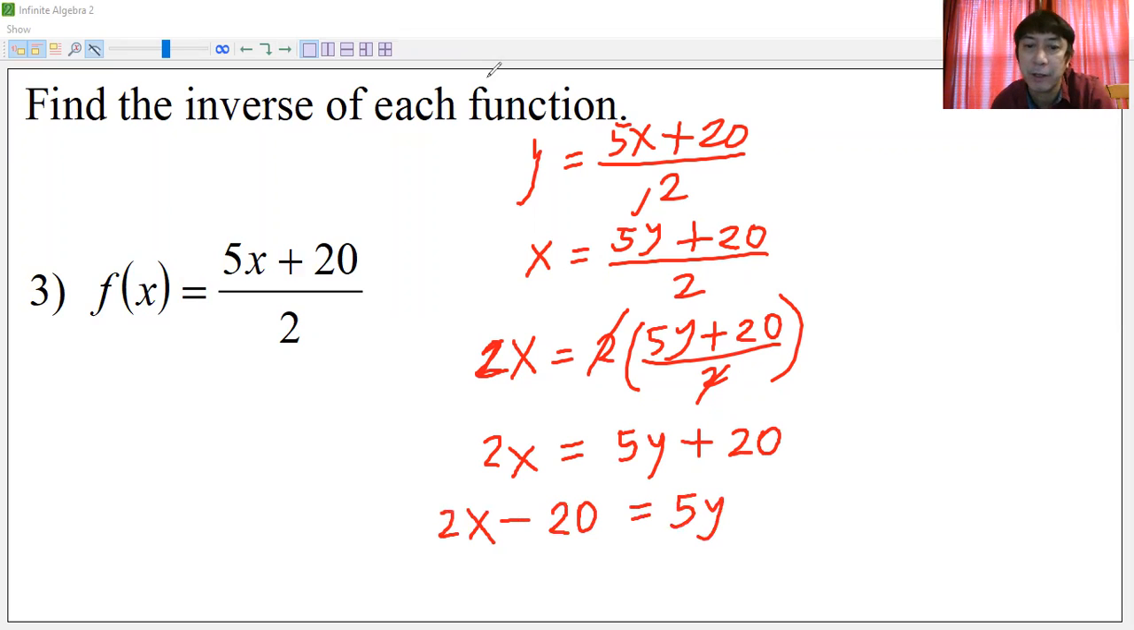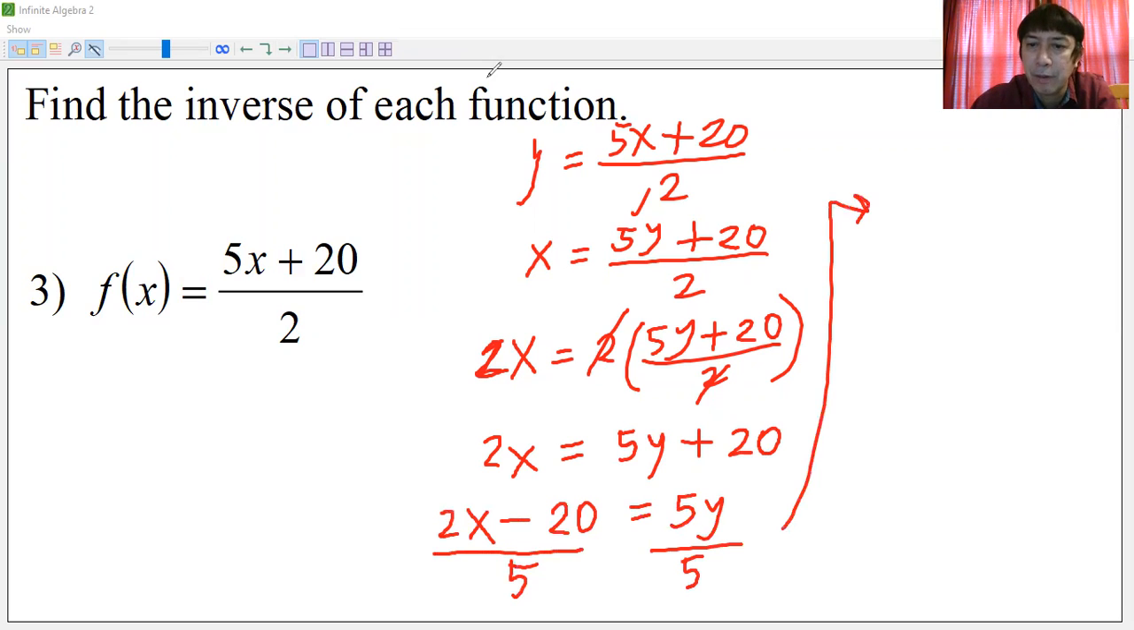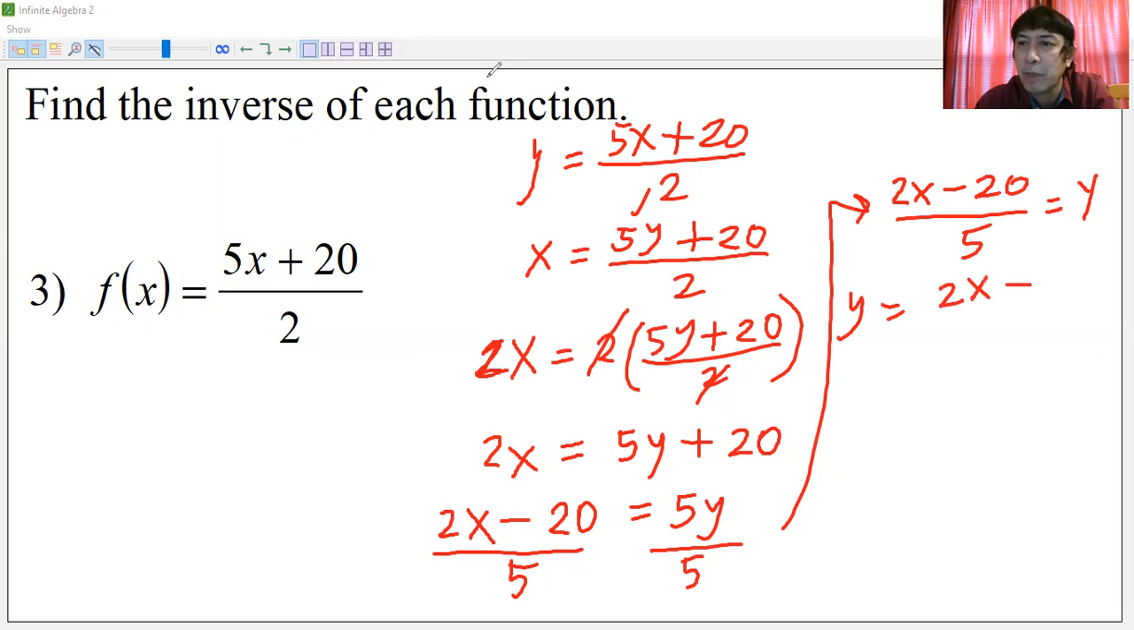And then we shall divide both sides by the 5. And this shall give us 2x minus 20 over 5, and this is equal to y. Now, we exchange places. y will have to stay at the left side. And this is 2x minus 20 over 5.